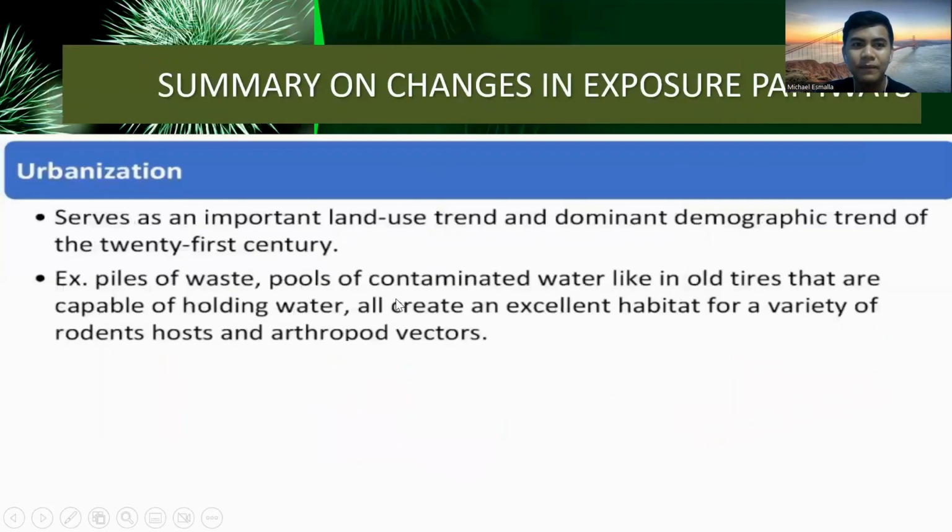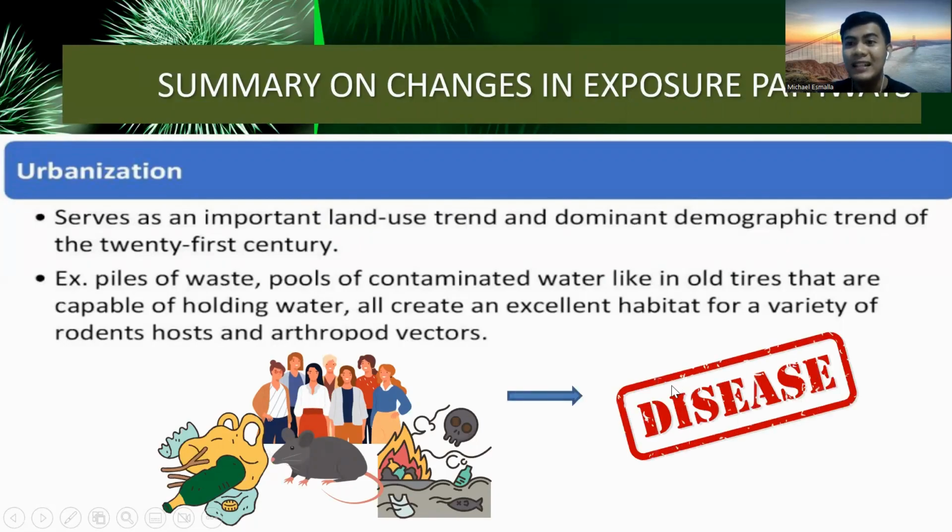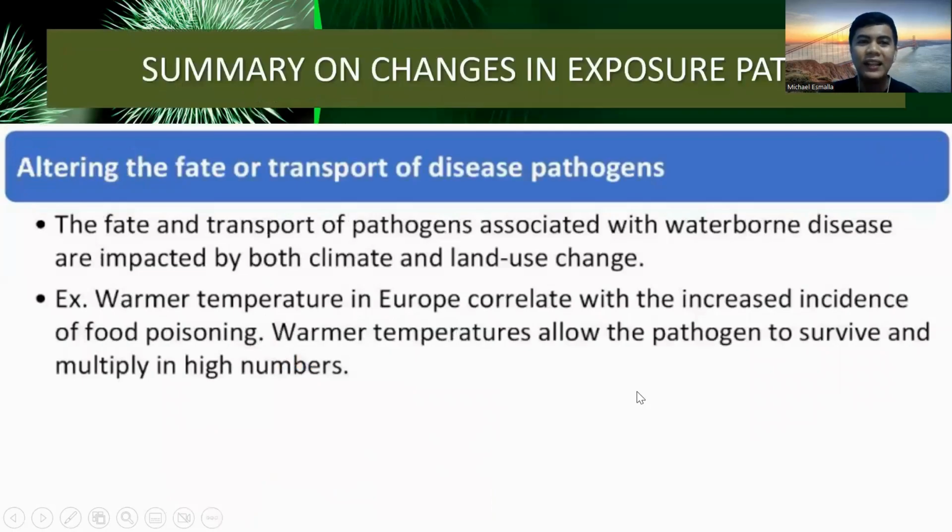All right. So next we have urbanization. Because of urbanization, an area would become more populated. And then, what will happen? Naagyud always, dili gid malikayan, it's uncontrollable for that area to have piles of waste, pools of contaminated water, etc. So because of that behavior, sa may tabo, the people will be exposed to an unhealthy environment, and then that would lead to disease again.